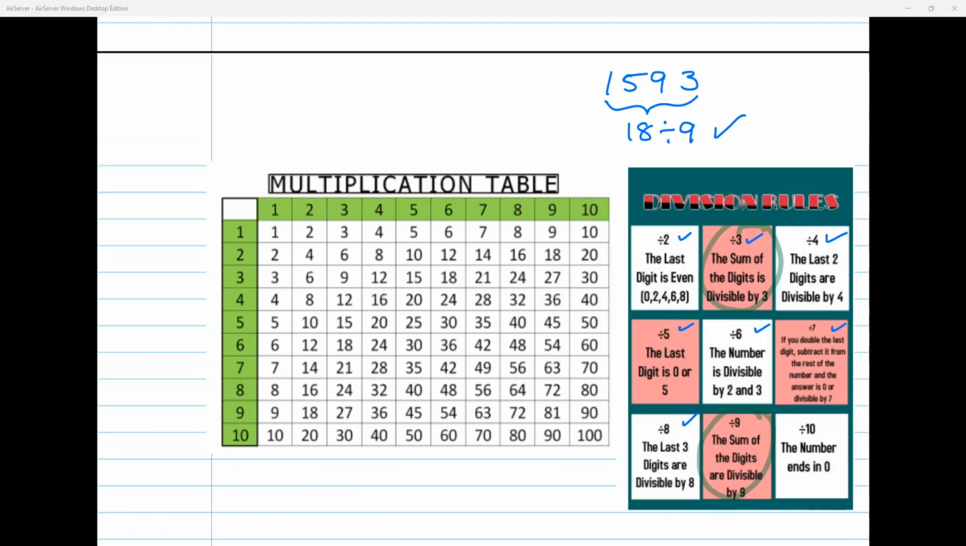All right, and then the last one, if the number ends with 0, it's divisible by 10. Super easy rule. If it looks like this, if that last number is a 0, then I know it's divisible by 10.